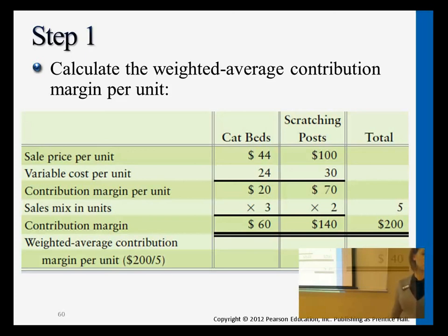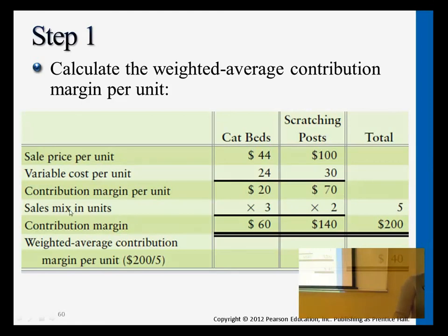All right, so what we want to calculate right now is the weighted average contribution margin per unit. So here's what we're going to do. We have contribution margin per unit that we want to calculate for each of the products. So cat baths is $20 and scratching post is $70. And how did we get it? We took sales price per unit and we subtracted variable cost per unit. And that's how we got our contribution margin per unit.